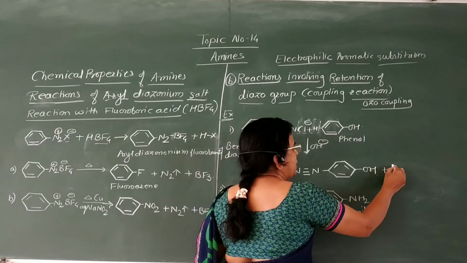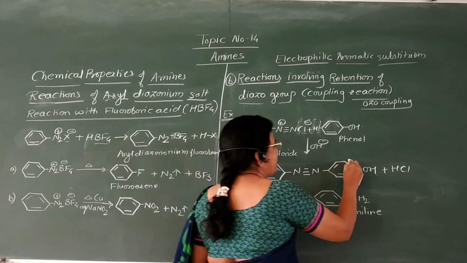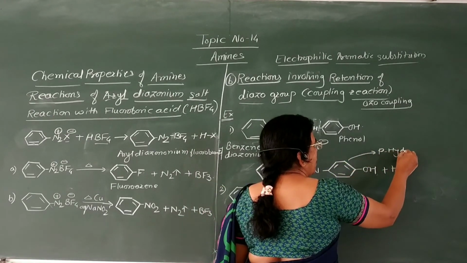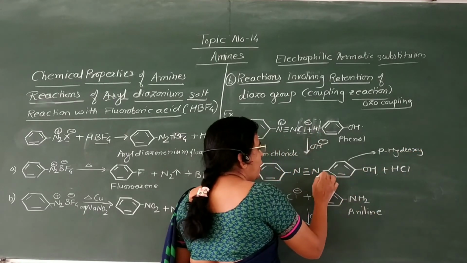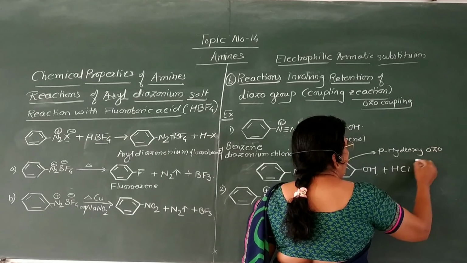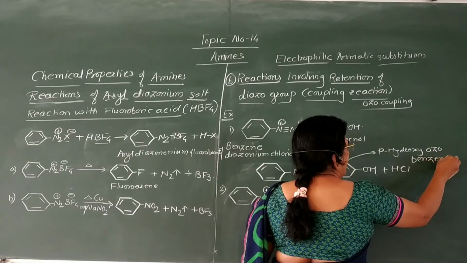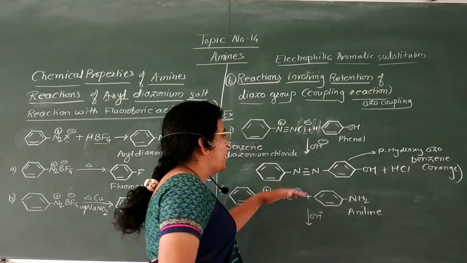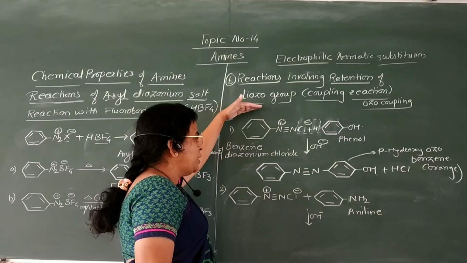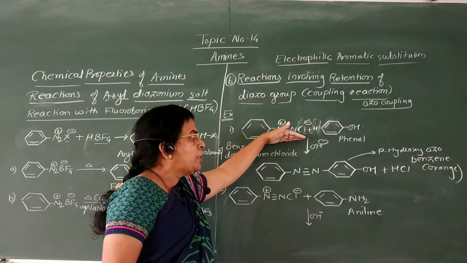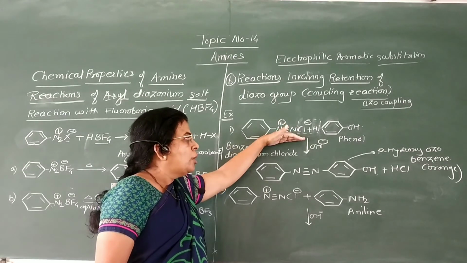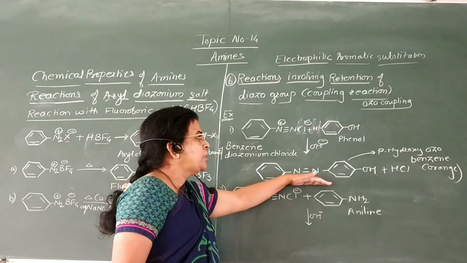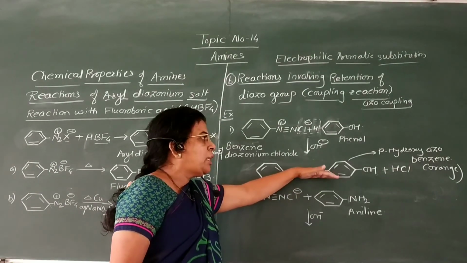this compound plus HCl. Name of this compound is para-hydroxyazobenzene. This is an orange color dye. That is, when benzene diazonium chloride undergoes coupling with any aromatic compound, it gives colored dyes or dark colored dyes. Now here it is an orange dye. This para-hydroxyazobenzene is an orange dye.